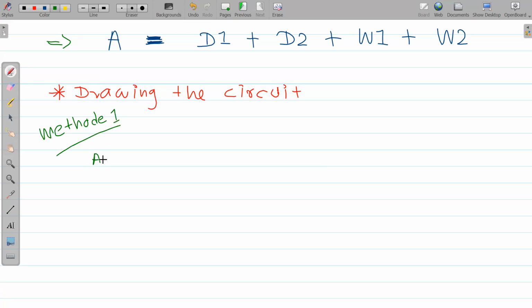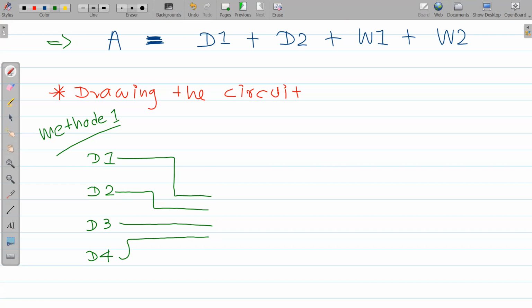We have taken some input lines, so input lines are going to come first. D1 will be here, D2 will be here, D3 will be here, D4 will be here. We can take all the inputs and run them through a single OR gate. This gives us A. Right? This is one way of drawing it.